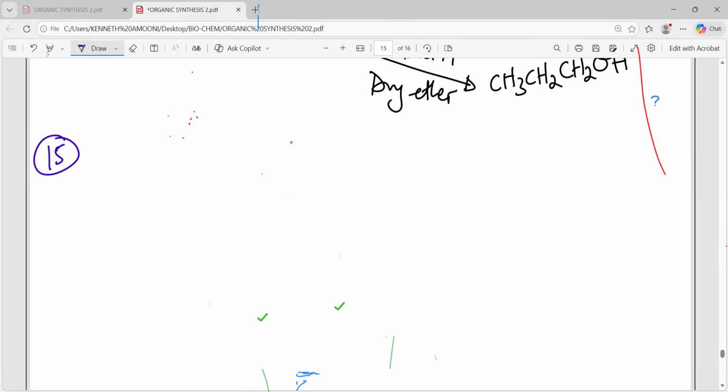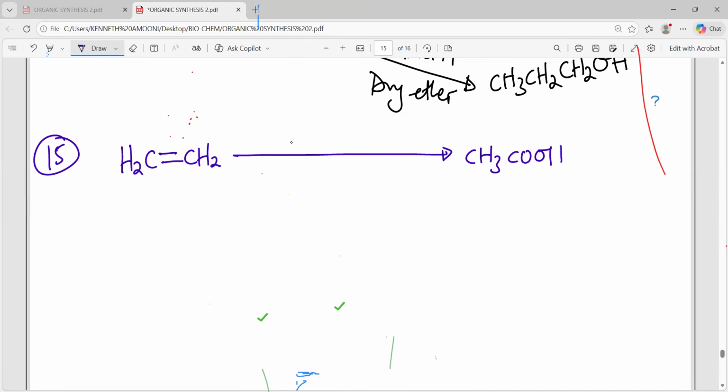Number 15 is saying we are having ethene. Let me just draw the structure. We are converting ethene to that compound, ethanoic acid. That one is actually very easy. But where is ethanoic acid coming from? Ethanoic acid is coming from an alcohol.